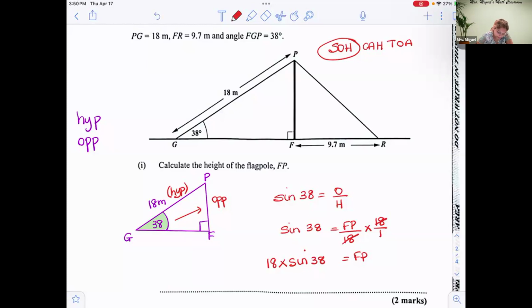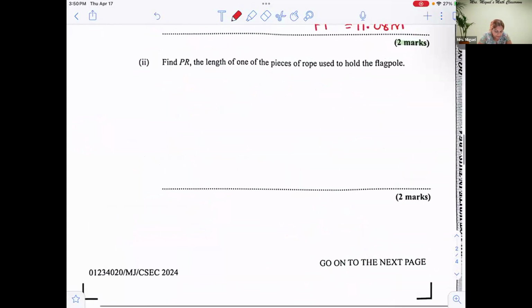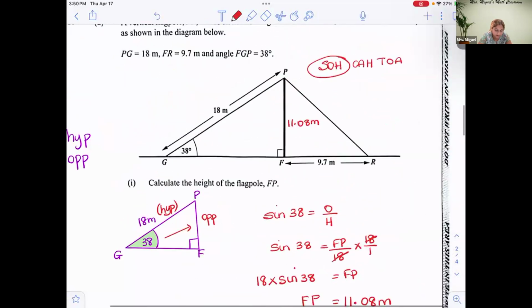All right, so FP is equal to 11.08 meters. That is the answer you're supposed to get, right? For 2 marks, once you use the ratio correctly, you should have gotten those 2 marks. So this is 11.08 meters. The next part of the question is to find PR.